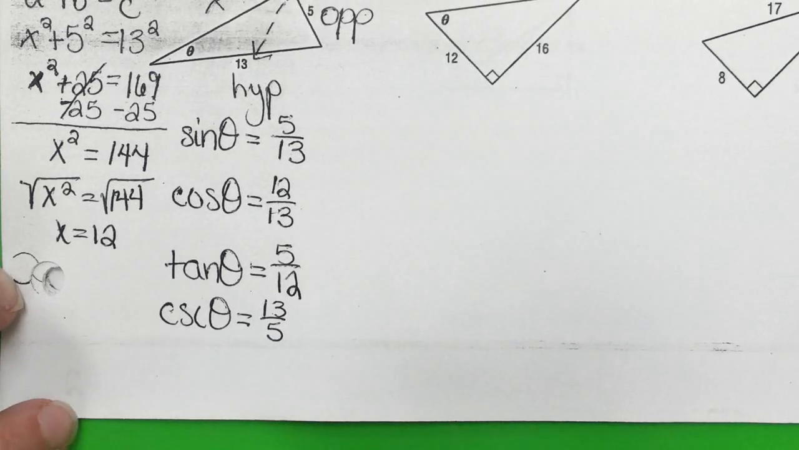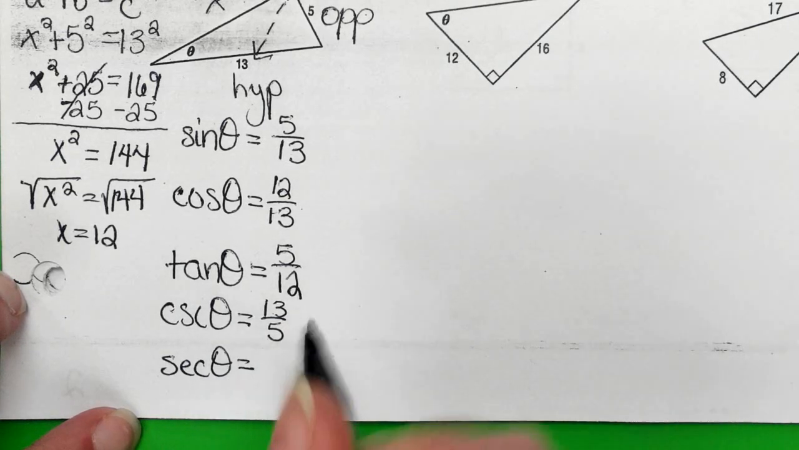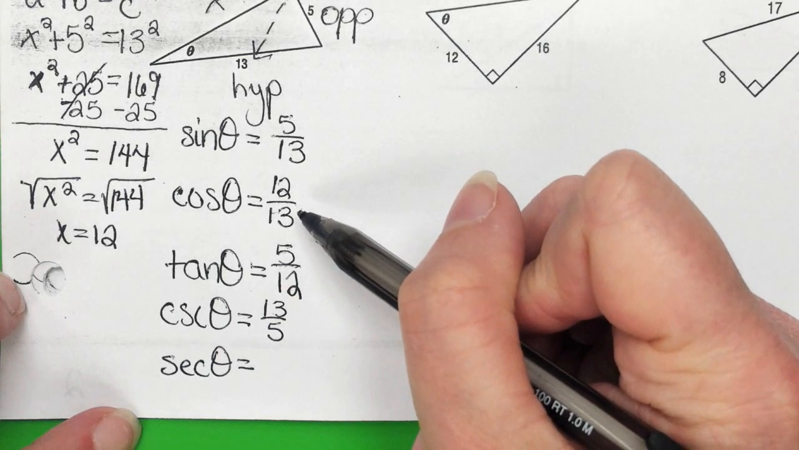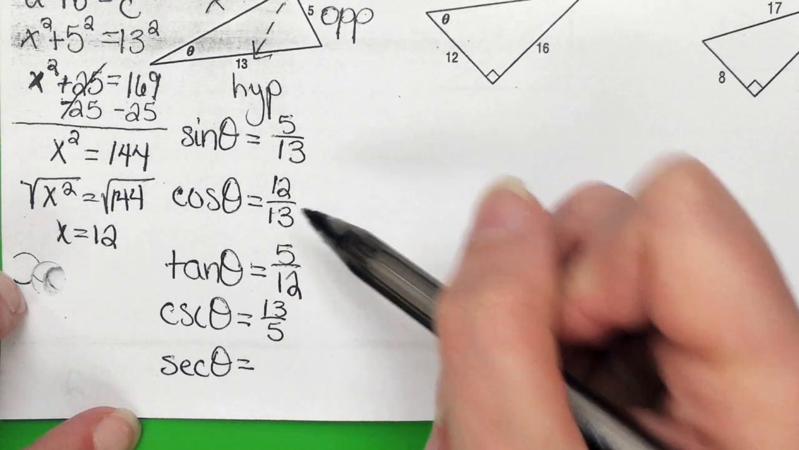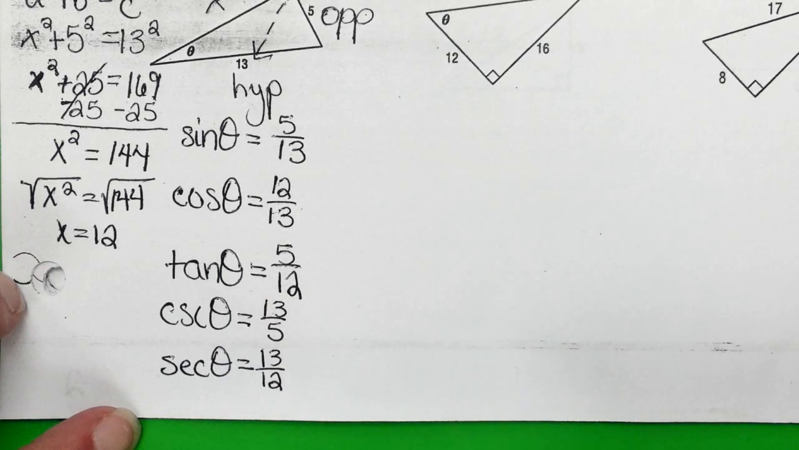All right, what was the opposite of cosine? If you don't remember how to say it, tell me the letters. SEC is secant. So if you know it's the opposite of cosine, what would it be? 13 over 12. 13 over 12. Tyler, does that make sense to you, dear? You sure? Okay. All right, awesome.